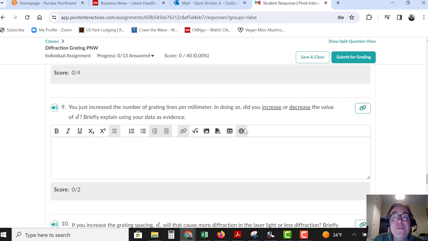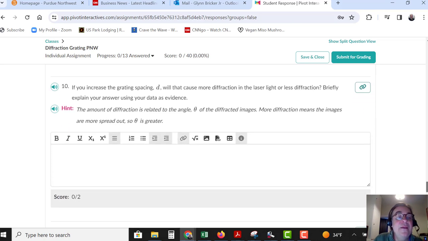Okay, this is all with the red laser, and then you just increased the number of grating lines per millimeter. In doing so, did you increase or decrease the value of d? So you'll have to think about that. If you increase the grating spacing, will that cause more diffraction in the laser light or less? So more means it spreads out more. Briefly explain using your data as evidence. So don't just say you think it is. You can refer to, well, when I had 100 lines per millimeter, this happened, compared to some other lines per millimeter, this happened. So use your actual data to support your conclusion here.